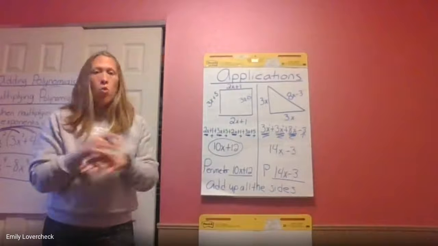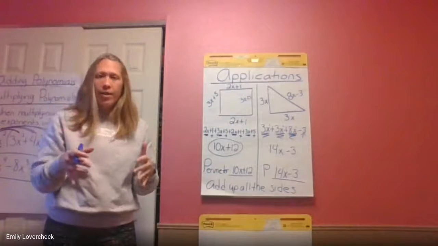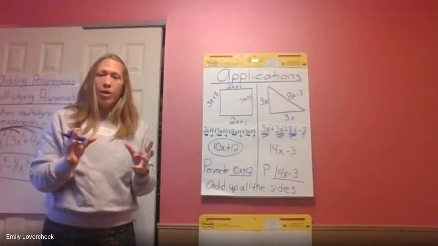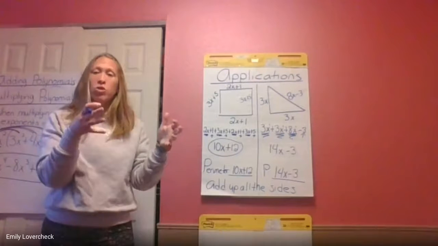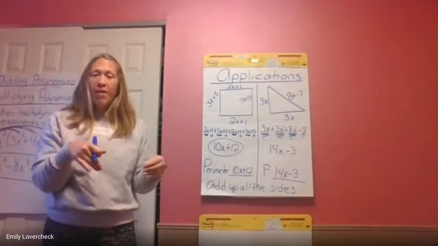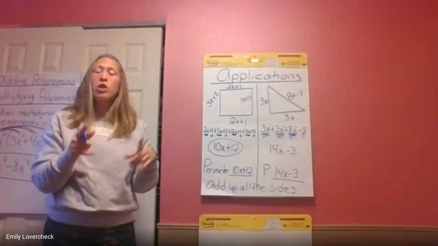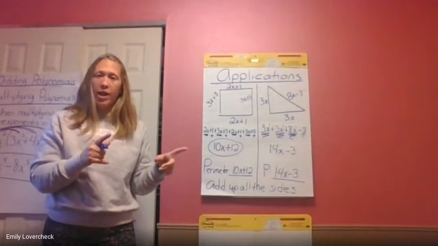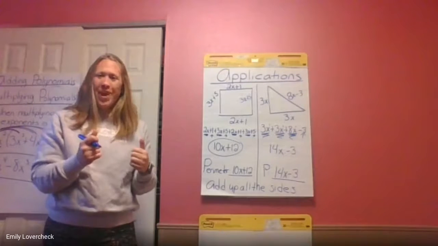Okay? So no matter what the shape is, you add all the sides. So figure out how many sides there is on a shape. That's how many terms you should be adding together. Simplify them down, add ones that look alike, just like 2 weeks ago we did adding and subtracting, and that's your perimeter.